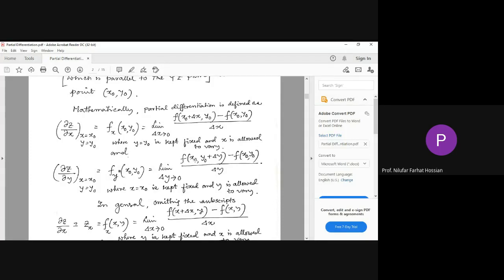You see, there is no change. This definition comes from the original definition of dy dx. Do you know it? Dy dx means what? y of x plus del x minus y of x. That means f of x naught plus del x minus f of x naught divided by del x. So this definition comes from the original definition of dy by dx.